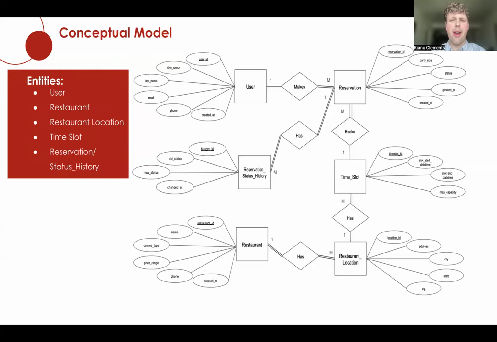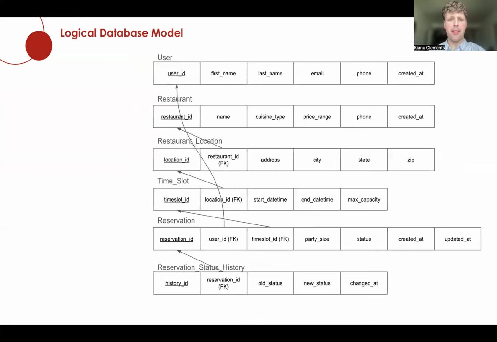We decided to also add the reservation status history entity, which tracks changes to reservation status over time. This allows the system to record when reservations are modified, canceled, or completed. Overall, this conceptual model helps to show the main components of the OpenTable reservation workflow and how they interact with each other. Next up, we're going to go over the logical database model.